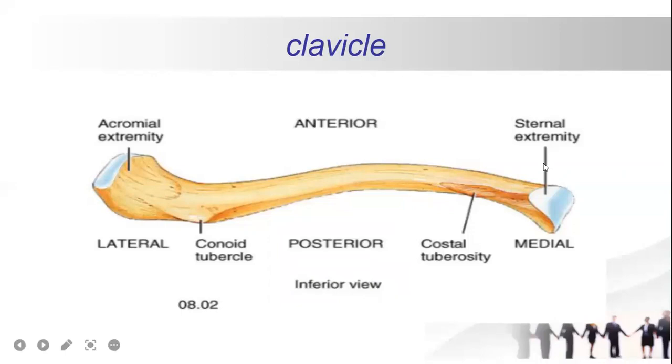We have the sternal extremity, which is the medial aspect. We have the costal tuberosity. This area is the posterior aspect, and the other area is the anterior aspect. It's S-shaped. It's a long bone as well, and the other end is the lateral end, where we find the acromial extremity. This area articulates with the acromion to form the acromioclavicular joint.